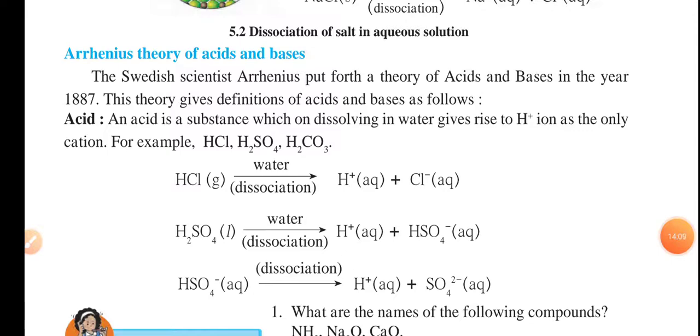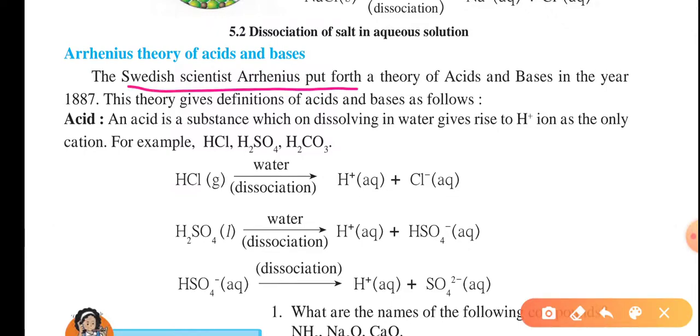So how do these substances get dissolved, and how are acids and bases formed? What is the definition of acids, and what is the proper definition of bases? In order to answer that, the Swedish scientist Arrhenius put forth a theory of acids and bases in the year 1887, and in this theory he gave definitions of acids and bases.